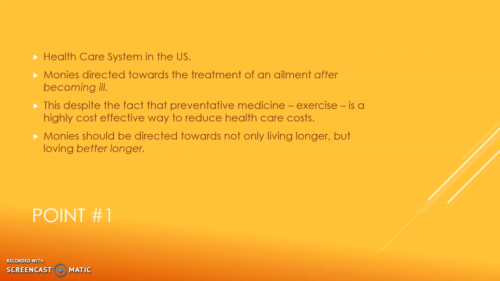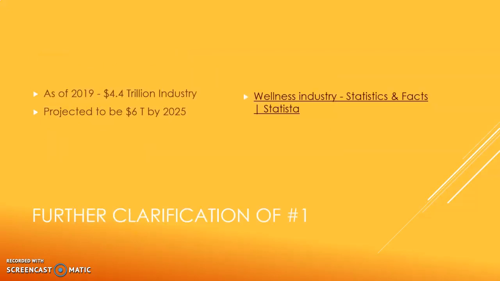And really the big bullet point we're trying to express on this slide is how monies should be directed more towards living better longer, not just living longer, and having a better quality of life and having people live better before they become ill. It's kind of a preventative mindset and one that is lost in the medical community en masse because they tend to treat people who are sick, not prevent. And that's what we do as fitness practitioners: we work with people to try to keep them from becoming ill.